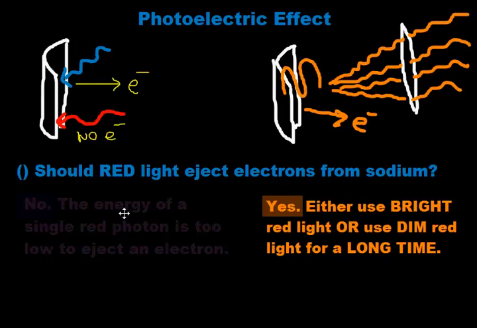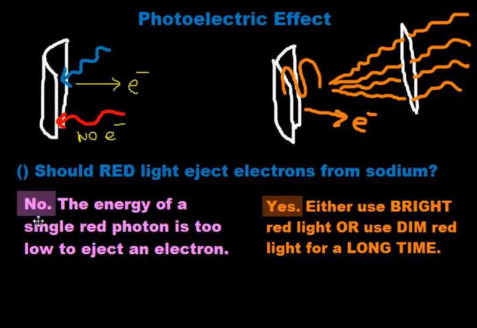Now, the photon theory has a different conclusion. It would predict no. It predicts that the energy of a single red photon is too low to eject an electron. One red photon comes in, it cannot knock out an electron. And it doesn't matter how many, how bright. If the light was really bright, it just means a lot of red photons will be hitting it, each one not knocking out electrons. So there would be no electrons being knocked out by a red light.